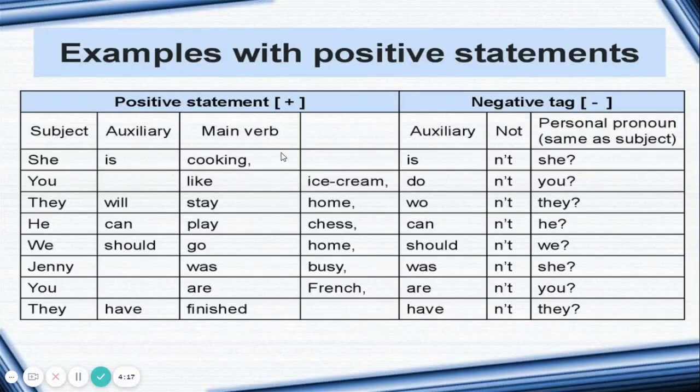She is cooking. When we change it to a negative tag, we will add isn't she. That is auxiliary plus not plus personal pronoun, same as the subject. So remember it carefully. See the second sentence: you like ice cream. When we change into a negative tag, we will add don't you. Then, they will stay home, won't they? That means auxiliary plus not plus personal pronoun.